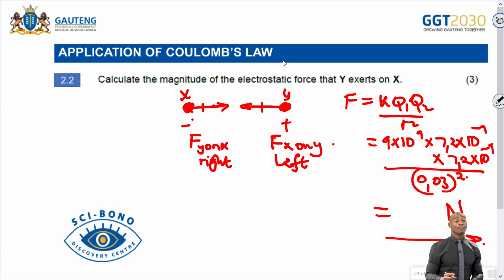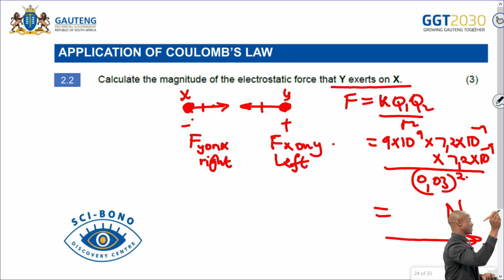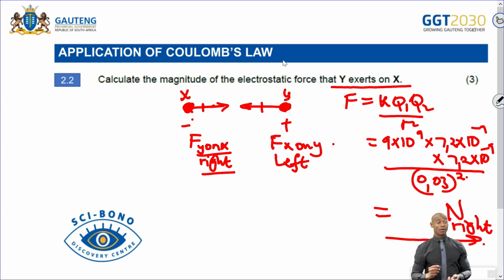Then we'll get our F. Because they're looking for the magnitude, right? If they were looking for the electrostatic force, we would include the direction. The force that Y exerts on X, the direction is to the right. But fortunately here, they're just looking for the magnitude. But if they wanted us to add the direction, this is what we're going to do.